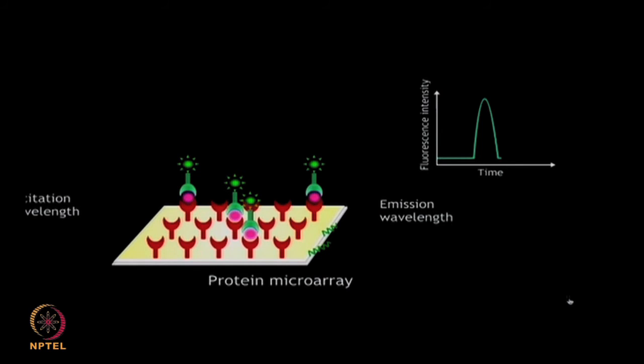As shown on the right hand side in the graph, the time versus fluorescence intensity is plotted, and one can look at the peak to measure this fluorescence intensity. Sensitivity of less than 1 nanogram is achievable by using these fluorescent dyes.